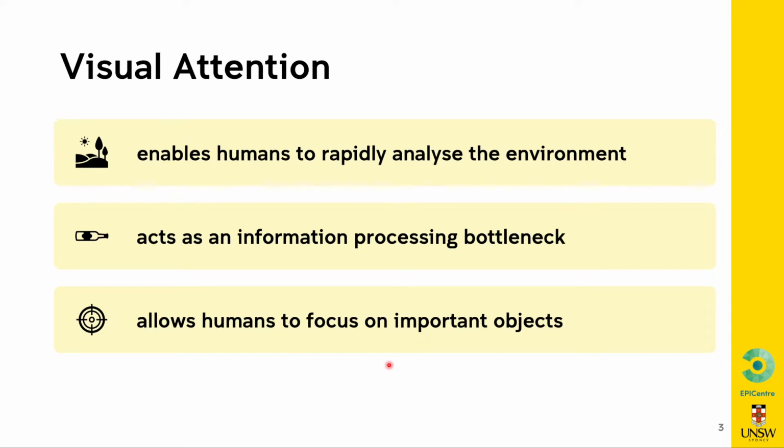Visual attention enables humans to rapidly analyze the environment. In fact, it acts as an information processing bottleneck to ensure that the human's limited visual processing capabilities are allocated to the most important region in the image. As a result, it allows humans to focus on important objects.